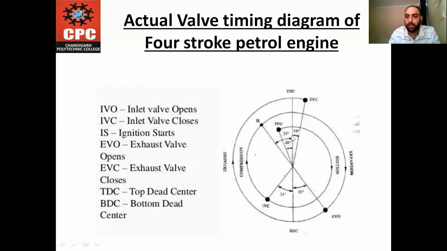So inlet valve lead is 20 degrees and outlet valve lag is 10 degrees. So valve overlap is 20 plus 10, that is 30. So the inlet valve and exhaust valve remain open together for 30 degrees. When both valves are open, that is 30 degrees. So this is called valve overlapping. So that's all.